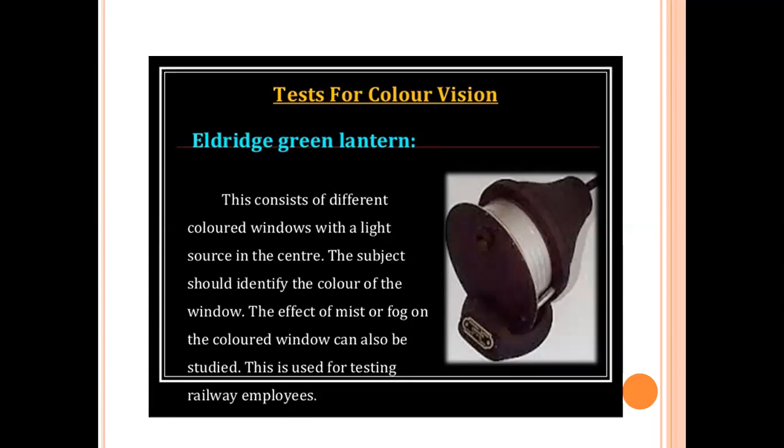So I will share this audio lecture, and also share different photos of the Ishihara chart. There are 38 plates in that Ishihara test book. I will share a few numbers from that particular book so that you can remember in practicals how to check color vision using the Ishihara chart.